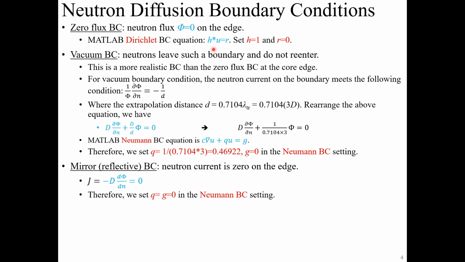So for the vacuum boundary condition, the neutron current on the boundary meets the following condition: 1 over phi, d phi over dn, is equal to negative 1 over d. This n is the vector normal to the boundary. This d is the extrapolation distance, and it is equal to 0.7104 times lambda tr. That is the transport mean free path. Then lambda tr is equal to 3 times D. So this D is our diffusion coefficient.